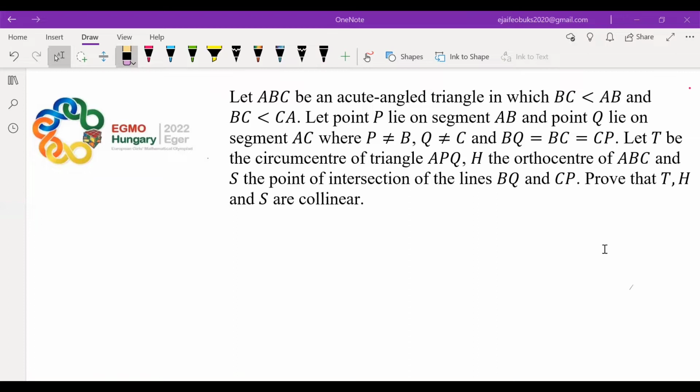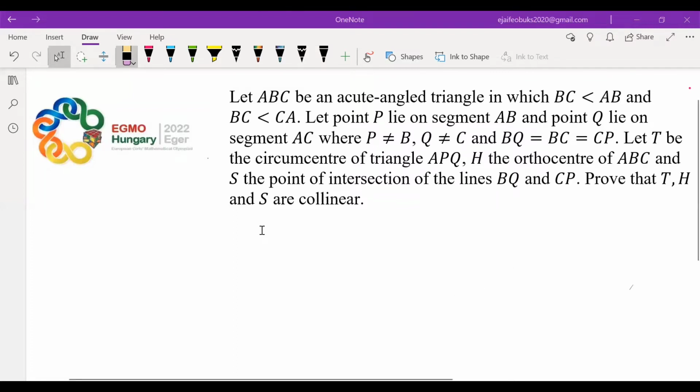Today, problem 1 is a geometry problem, and it goes like this. Let ABC be an acute-angled triangle in which BC is less than AB and BC is less than CA. Let point P lie on segment AB and point Q lie on segment AC, where P is not equal to B, Q is not equal to C, and BQ equals BC equals CP. Let T be the circumcenter of triangle APQ, H the orthocenter of ABC, and S the point of intersection of the lines BQ and CP. Prove that T, H, and S are collinear. Okay, so that's our problem.